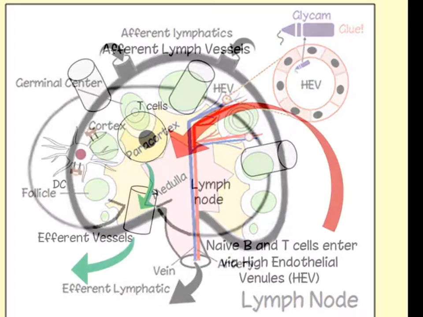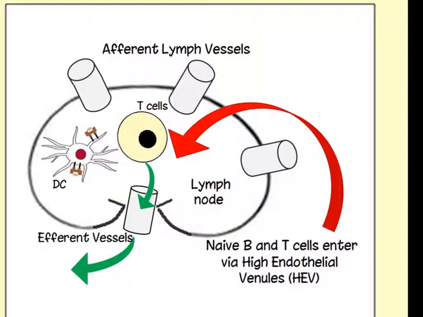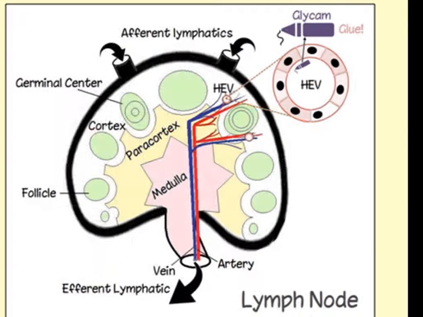Paracortex contains the T cells and dendritic cells, which express the major histocompatibility complexes. This is the site of the initial antigenic interaction. So the antigen is passed over to the T cells. From paracortex, the activated T cells now go to cortex and hand in that information to the B cells. And now B cells are gonna get activated and we're gonna make germinal centers in the cortex.